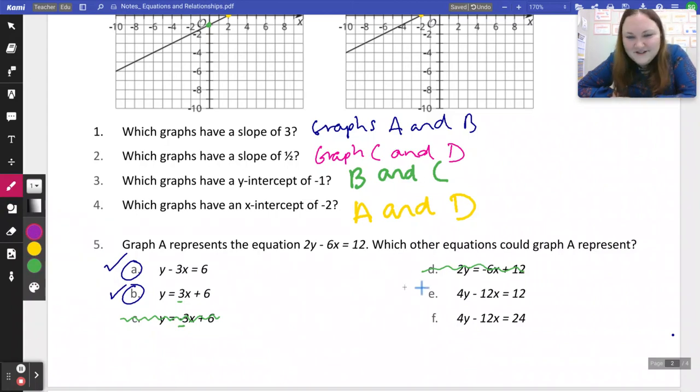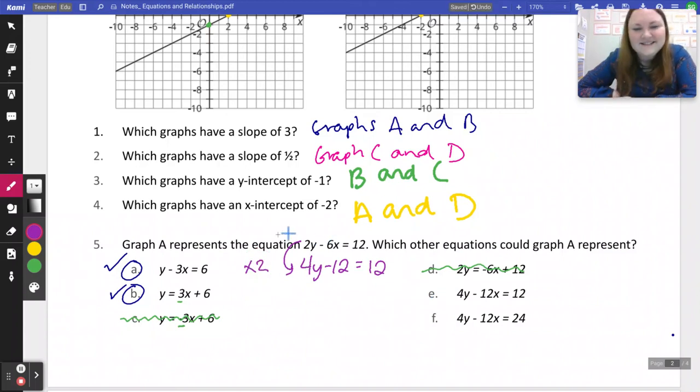So for those last two, for equation E, if I compare it and our original equation we have, what I notice is to go from here to here, we're multiplying by 2. 2y times 2 is 4y. 6x times 2 is, oopsies, the equation does have an x there, 12x. But whatever you do on one side, you got to do on the other.